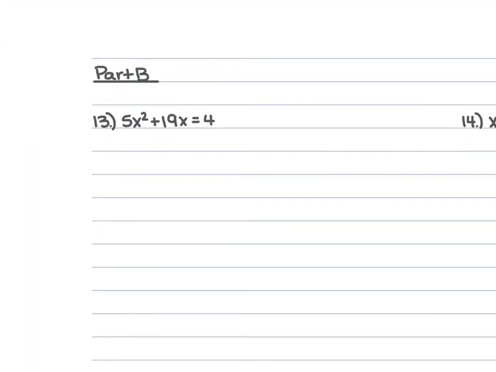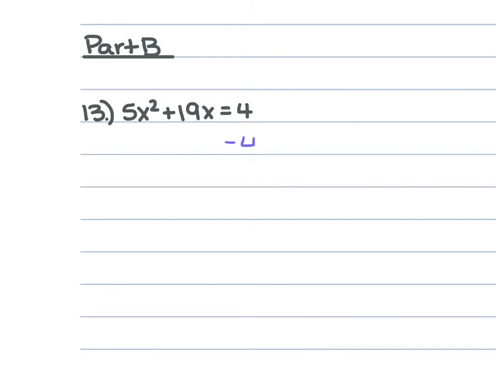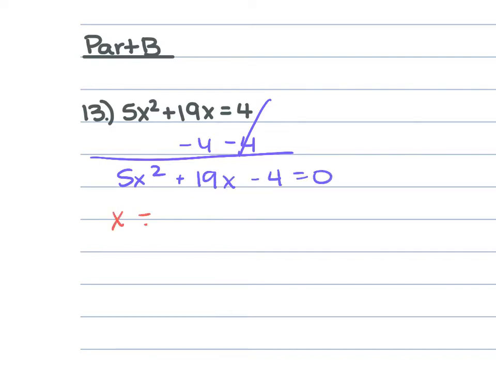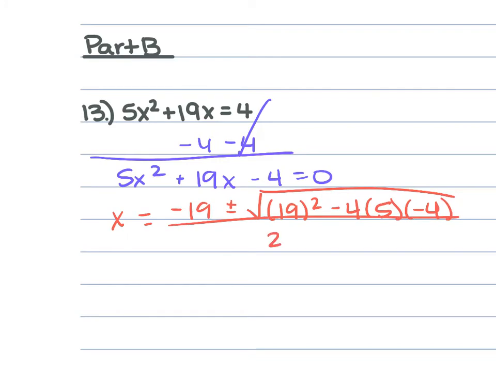For part B, number 13, we are given 5x squared plus 19x is equal to 4. I'm going to move this 4 over, so that way I can use my quadratic formula, and I'm just going to subtract it from each side. We have 5x squared plus 19x minus 4 is equal to 0. So we're going to have x is equal to negative 19 plus or minus the square root of 19 squared minus 4 times 5 times negative 4 all over 2 times 5.